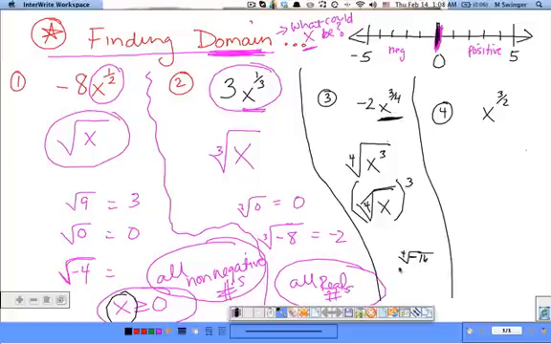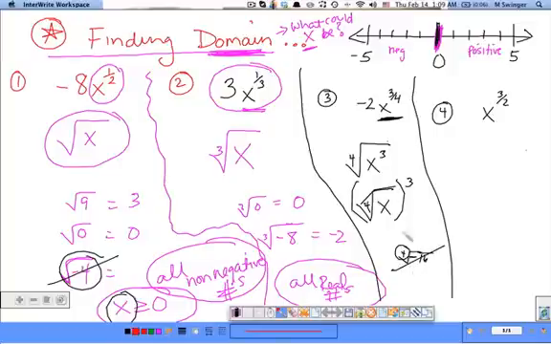Remember, maybe it was lesson 6.2, it talked about the index. If the index is even, these numbers inside the radical have to be positive, right? Or there's no real answer to it. Just like square root. You can't have a square root of negative 4. That'd be an imaginary number. You can't have the 4th root of a negative number. That's an imaginary number.